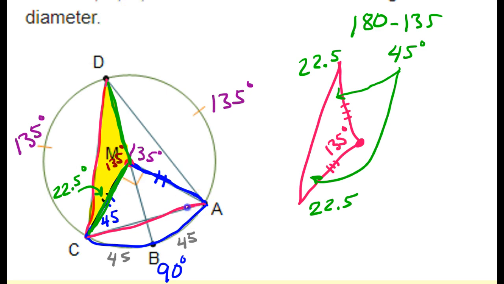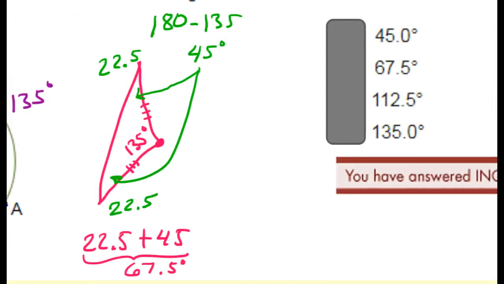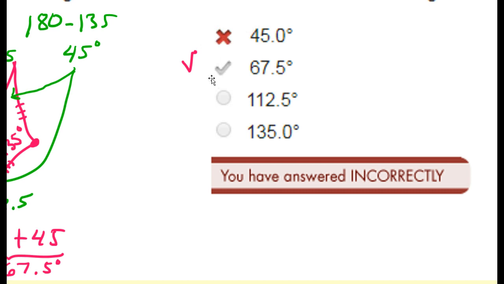So don't forget what we are supposed to be finding. They asked us to find the measure of this angle right here. We're finding this pink angle. Well, the angle is going to be the sum of these two pieces. It's going to be the 22.5 plus 45. Put those together and that should be our answer. So the answer should be 67.5 degrees. So I'm expecting this to be the answer right here. Oh yeah.